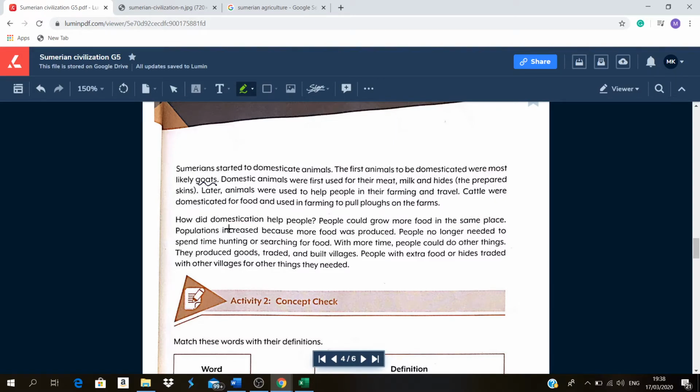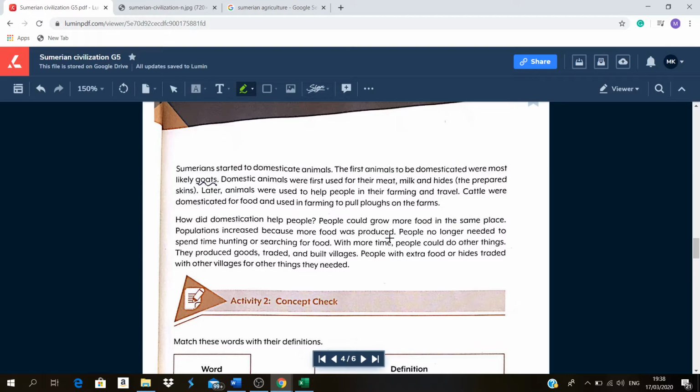How did domestication help people? People could grow more food in some place. Population increased because more food was produced. So, of course, there is domestication. They started to bring wild plants and plant them near their houses. They started to bring animals and let them live near their houses.